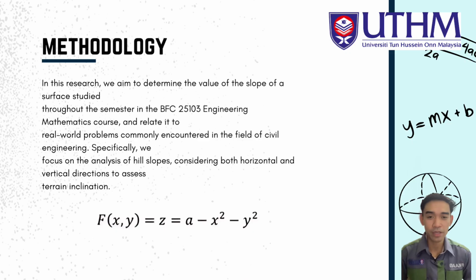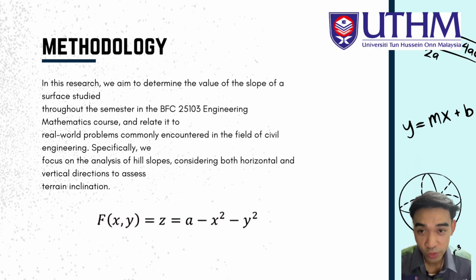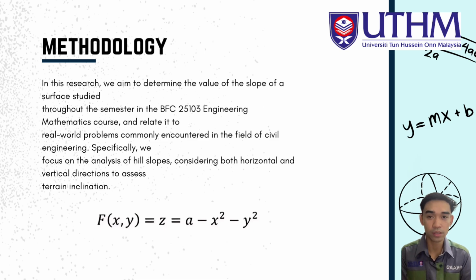My name is Muhammad Aiman Hakim, so I will show the methodology. The formula we chose is a paraboloid. The aim is to determine the slope value of a surface. We study this in the PFC 25103 engineering math course. So we relate this course with real life, how they connect the mathematical analysis to real-world civil engineering problems.